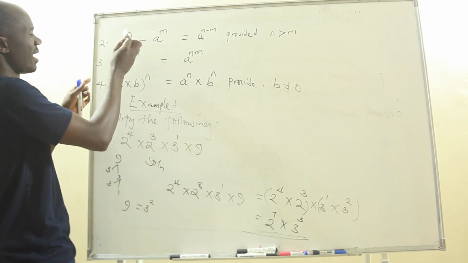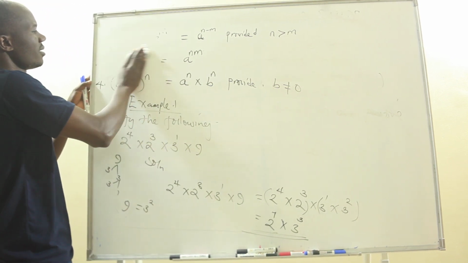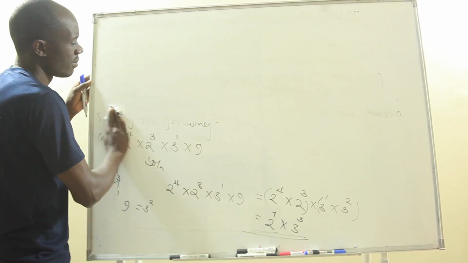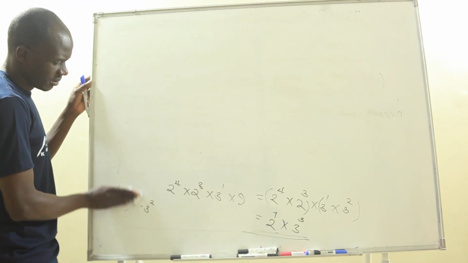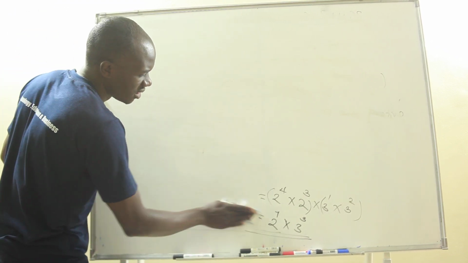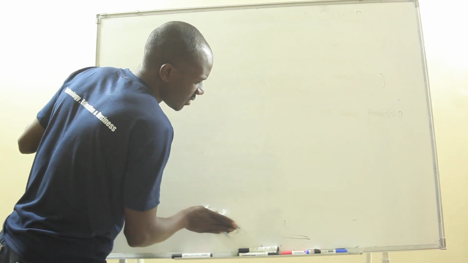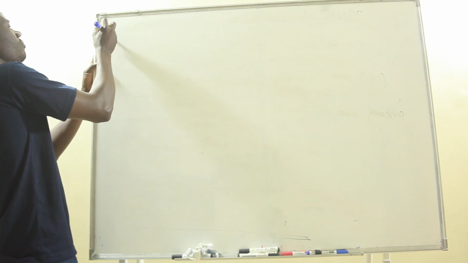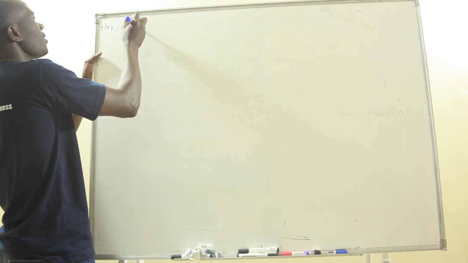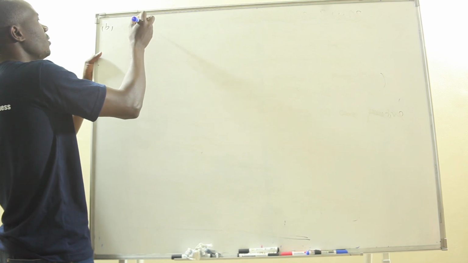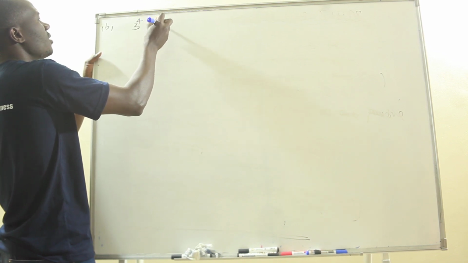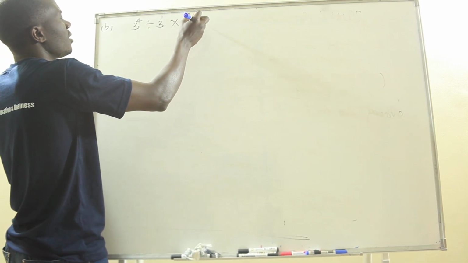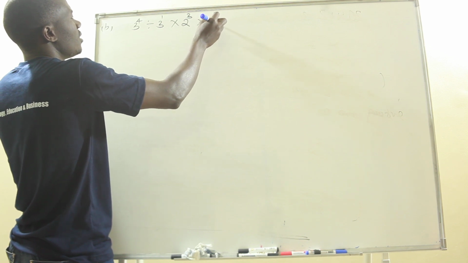Now look at part B. Part B, we have 3 power 4 divided by 3 power 1 times 2 power 3 times 3 power 5.